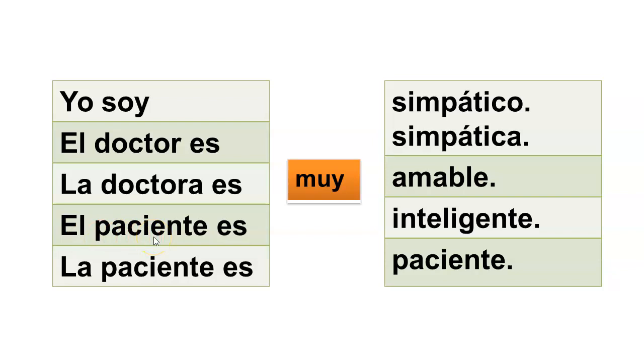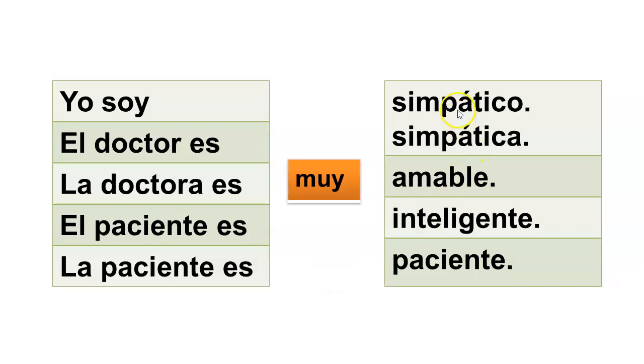El paciente is a patient, and this would be a male patient. So, el paciente es means the patient is. La paciente is a female patient. So, la paciente es means the patient is. Muy is the adverb which means very. So if I want to say I am very, I would say yo soy muy. The doctor is very. El doctor es muy.